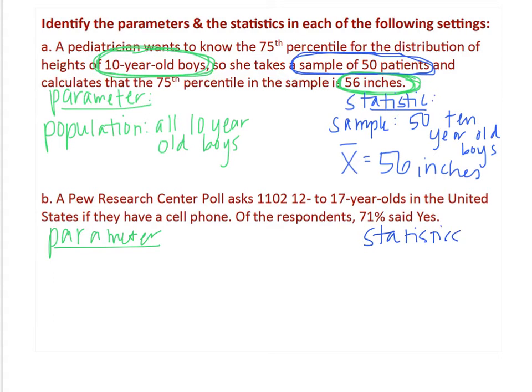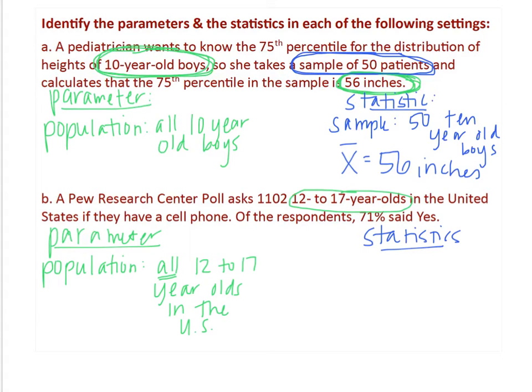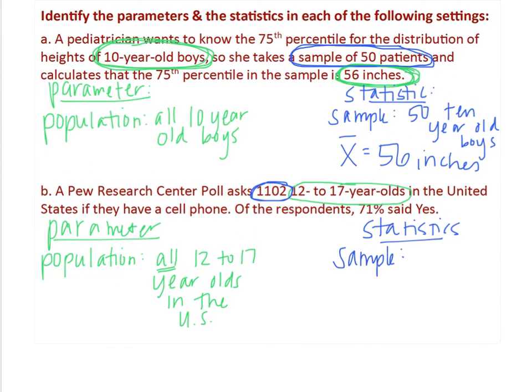So think about that. The population would be all 12 to 17-year-olds in the U.S. So the population, I just took a minute to write it, all 12 to 17-year-olds in the U.S. Well, then it took a sample of 1,102 of them. So my sample is not all of them. The sample is just the 1,102 12 to 17-year-olds living in the U.S. So my population is the all, my sample is the number that we took.